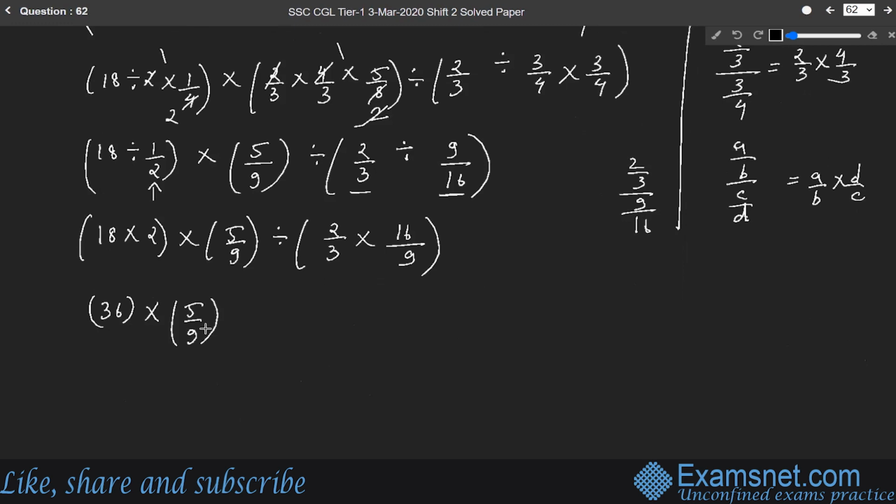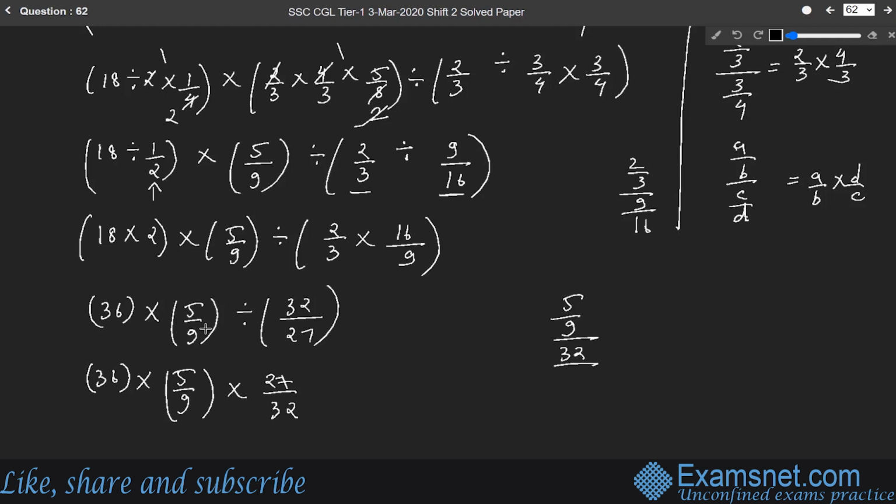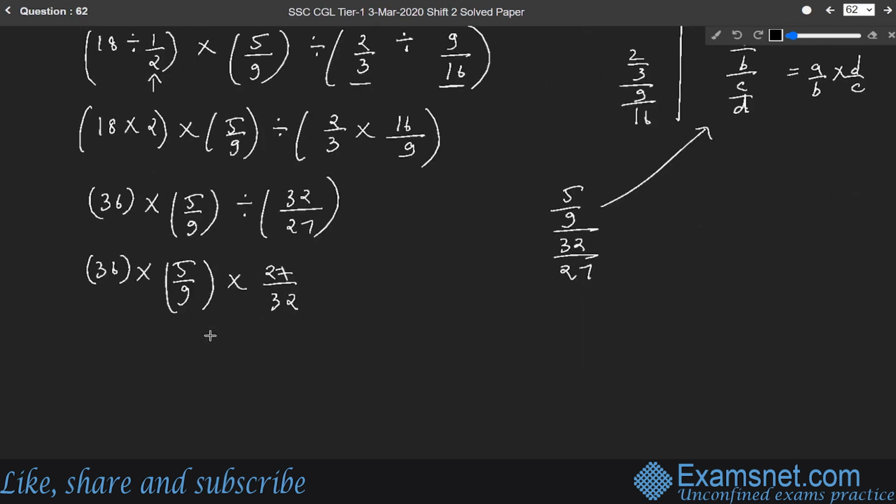All right. Now 16 into 2 is 32. So 32 divided by 9 into 3 is 27. Again we have 36 multiplied by 5 by 9 divided by this. So when we divide it, it will be equal to 5 by 9 into 27 by 32, right? Because when we divide it, it will be 5 by 9 by 32 by 27, which is also in the form of a upon b upon c upon d. All right. That is why it will be 5 by 9 into 27 by 32. All right. Now 9 into 1 is 9 and 9 into 3 is 27.